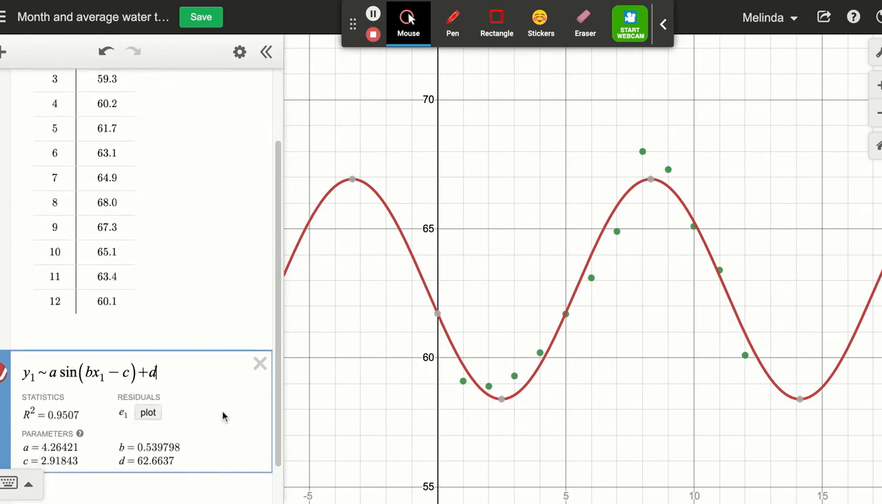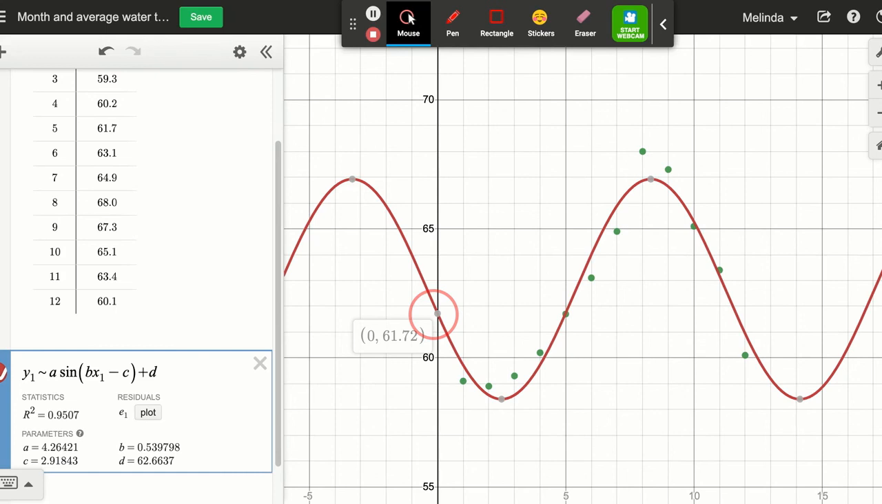On the worksheet, it's asking what would be the water temperature on New Year's Day. So check this out. You can click on the graph and drag. It makes sense that right here, New Year's Day would be the very beginning of the year. You get 61.72.